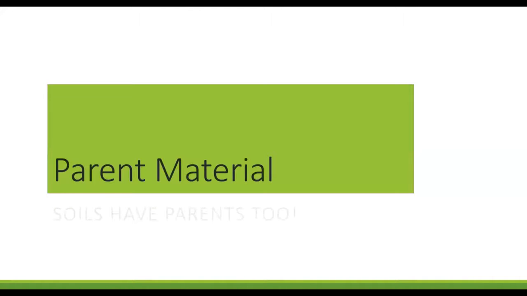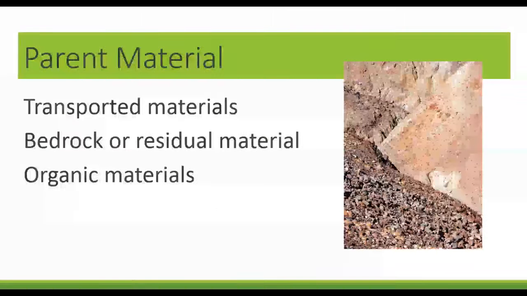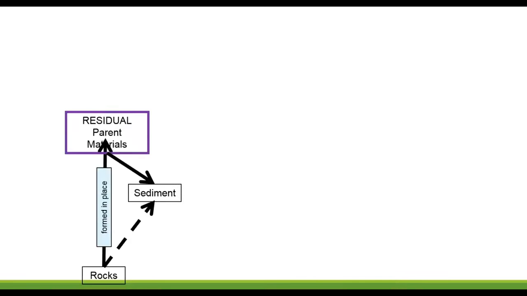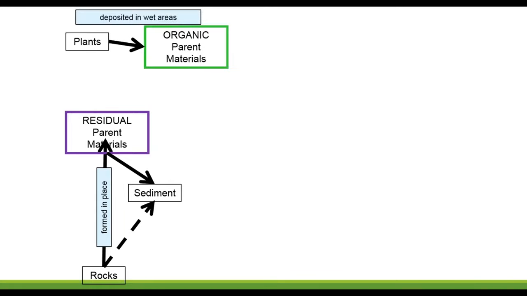Move on to parent materials. And yes, soils have parents too. Parent materials can be broken into 3 basic groups: transported, bedrock or residual, and organic material. And this diagram, rather complicated, but there's a lot to it to understand. We can start with rocks. Rocks and soil that develops directly from the bedrock is called residual material. If the rock moves, we then have sediment. We can also have plants in particularly wet areas that give us the organic parent materials.